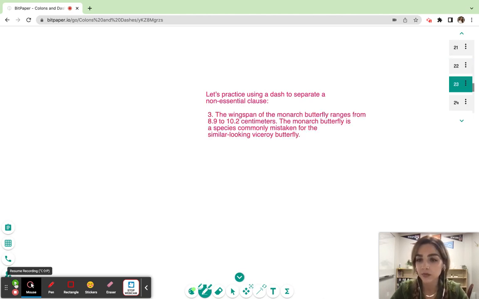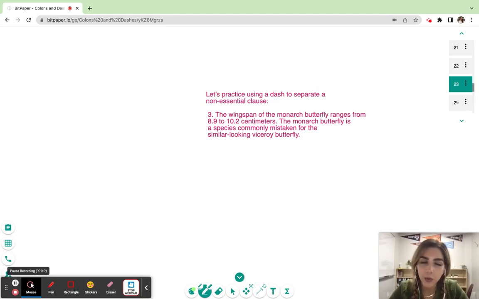Now, I've been favoring colons a little bit, but let's try to use a dash to separate a non-essential clause. So for number 3, we have two sentences. The wingspan of the monarch butterfly ranges from 8.9 to 10.2 centimeters. The monarch butterfly is a species commonly mistaken for the similar-looking viceroy butterfly.